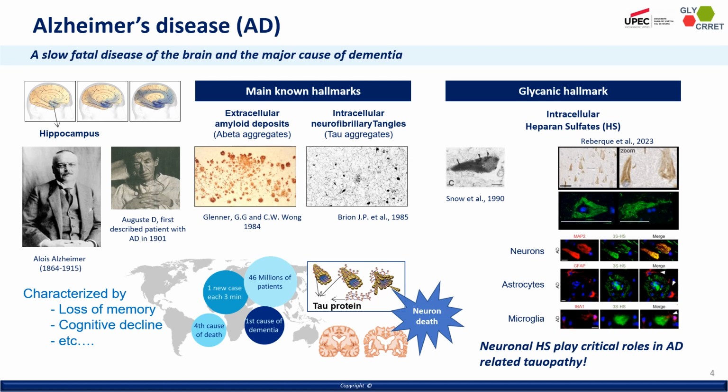Besides the known hallmarks, I'm going to present you a new hallmark. We call this the glycomic hallmark, and that contains intracellular heparan sulfates, which were already known in the 90s to co-localize with tangles. I show you another example from an upcoming publication that we are going to publish, Rebeaud et al., where we also see co-localization of heparan sulfate with tangles. And these heparan sulfates play a role in events even before the classical hallmarks, targeting neurons, so that neuronal heparan sulfates play a critical role in AD-related tauopathy.